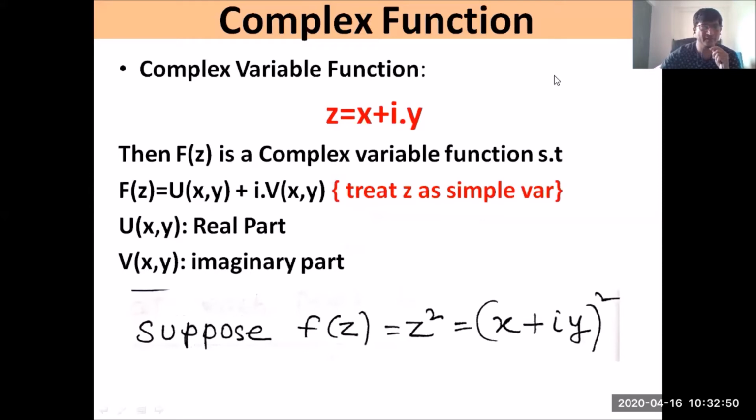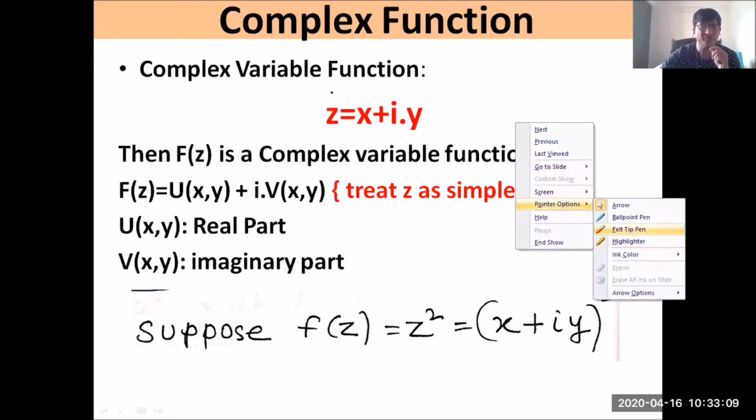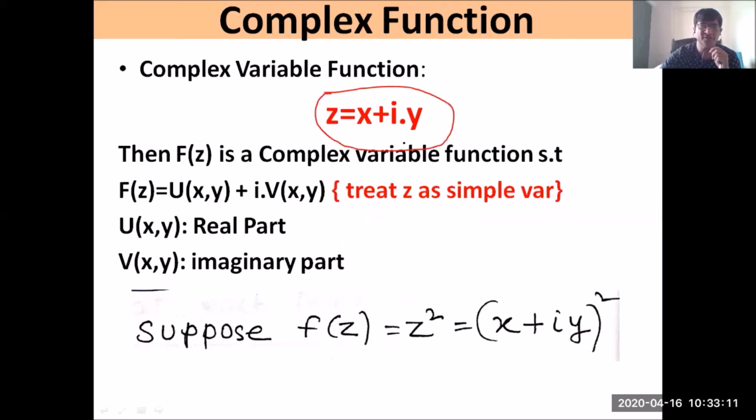Before we can learn about what exactly analytic functions are, let us first recall what complex functions are. Now, we know how complex variables are defined. Let us take an example of a simple complex variable defined as z is equal to x plus iy. So we know that x is the real part and y is the imaginary part.